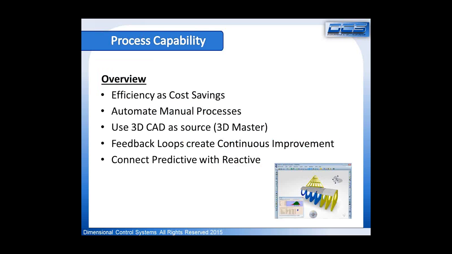So one of the key elements that we'll talk about today is the notion of developing process capability. The idea is that there is an efficiency to be gained by understanding process capability and being able to apply it both in a predictive sense as well as a responsive sense to supporting quality. The notion of being able to automate processes that historically or typically are thought of as manual in the definition of process capability.